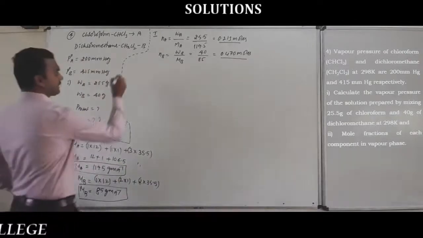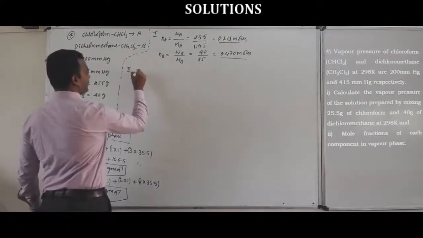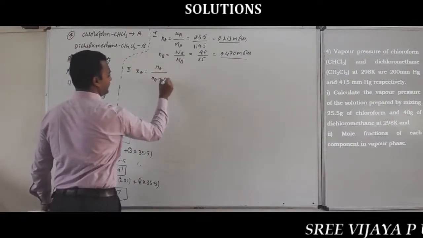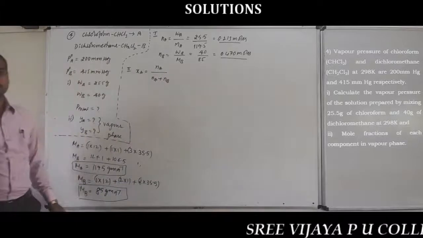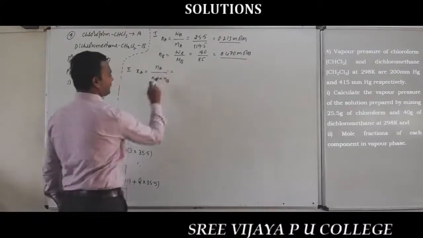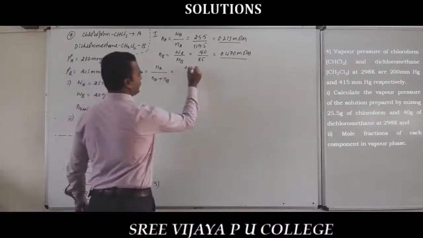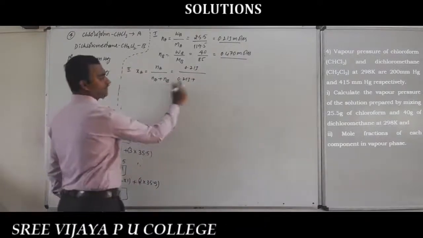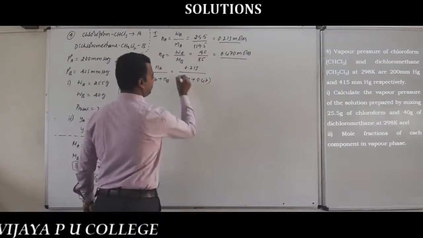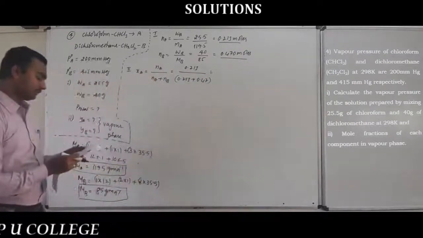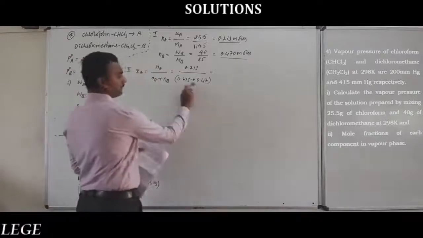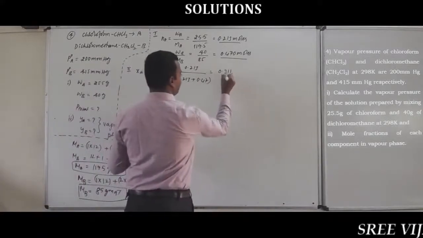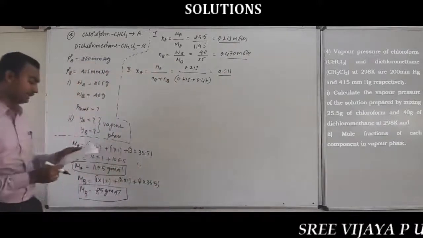Now the second step, mole fraction. So XA is equal to NA divided by NA plus NB, the number of moles of component A divided by the total number of moles. That is equal to 0.213 divided by 0.213 plus the number of moles of component B, 0.47. That is 0.213 divided by 0.683, which is 0.311, the mole fraction of component A.